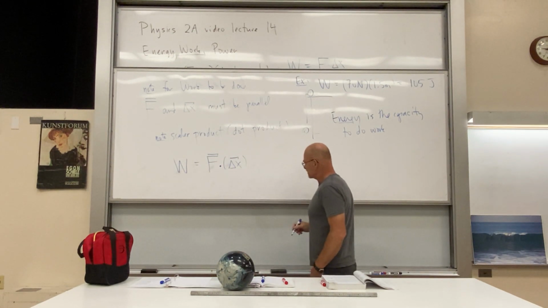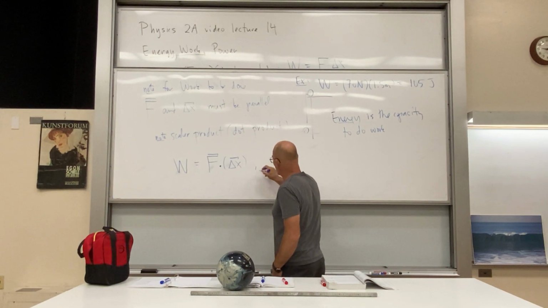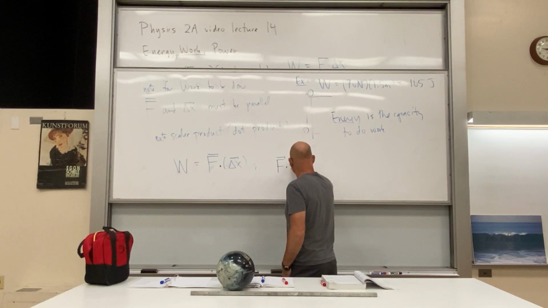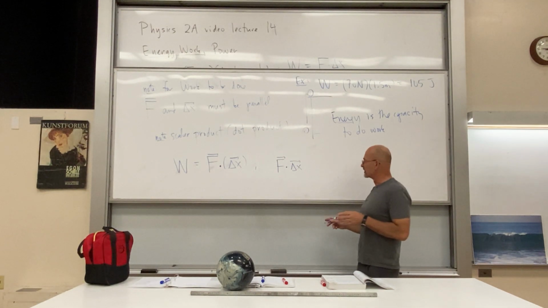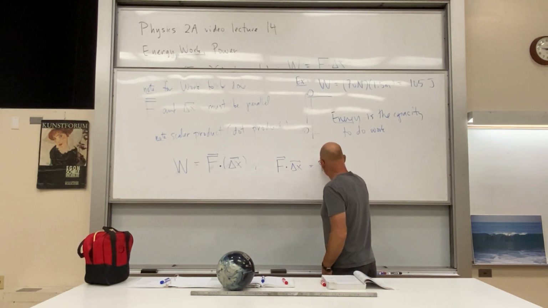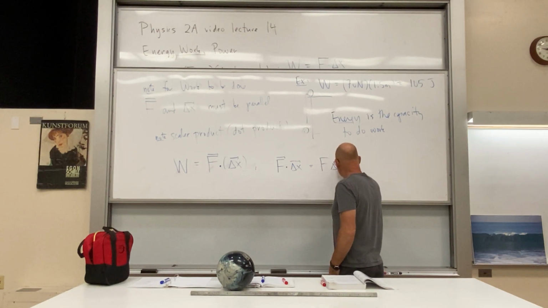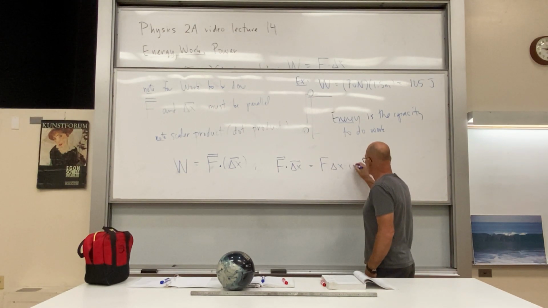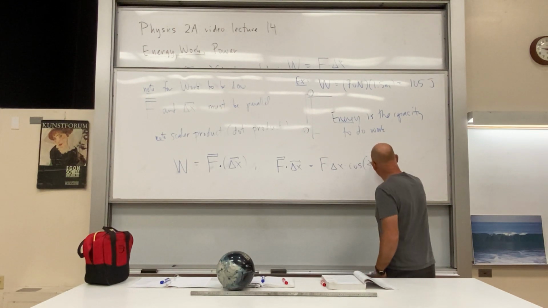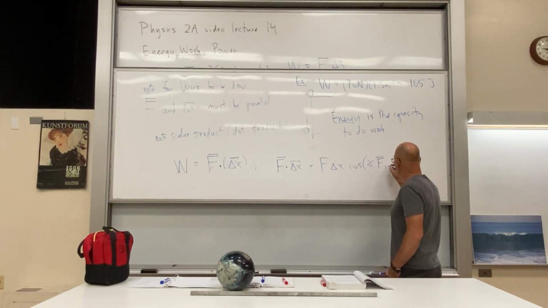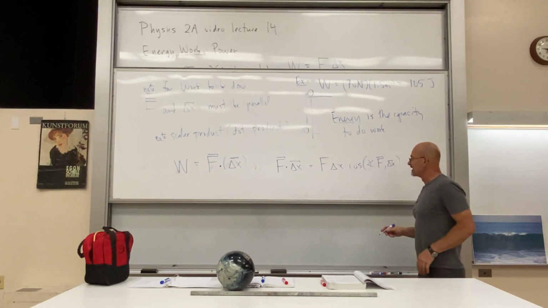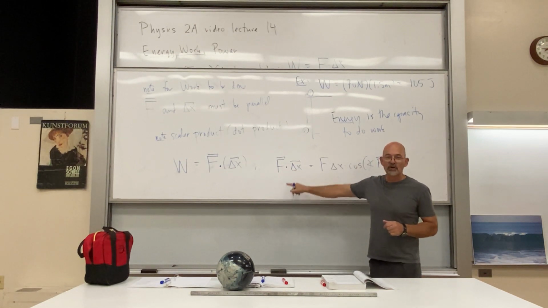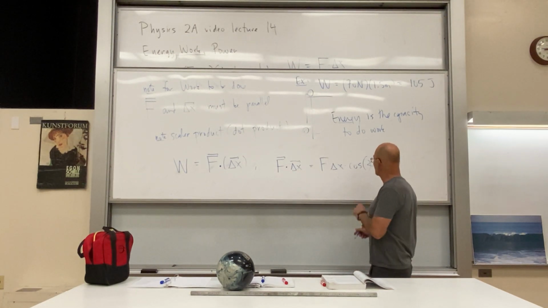And the definition of the scalar product is F dot delta x. This just generalizes to vectors, and is equal to the magnitude of F times the magnitude of delta x, I'll put little dots there, times the cosine of the angle between F and delta x. And the point is that if these quantities are perpendicular, there's no work at all, because cosine of 90 degrees is 0.